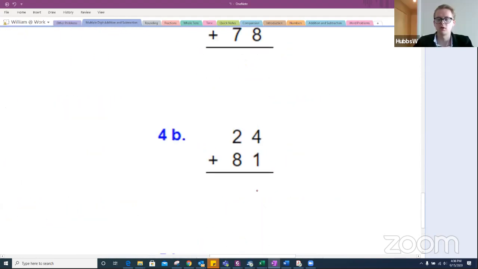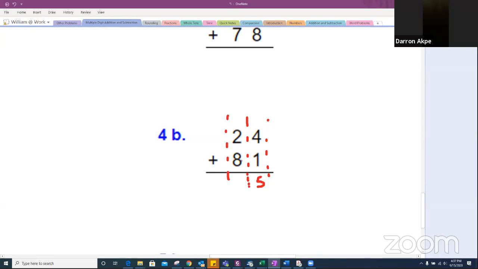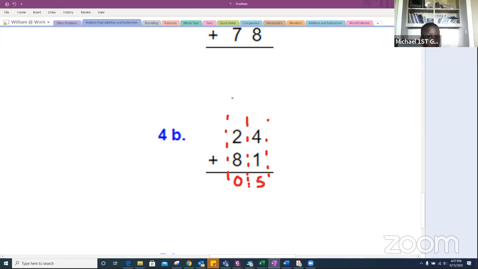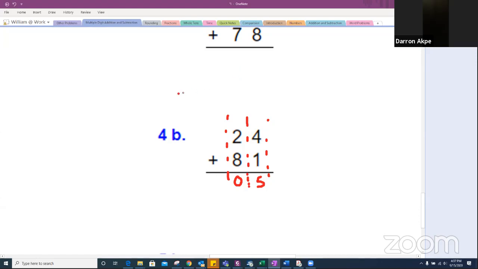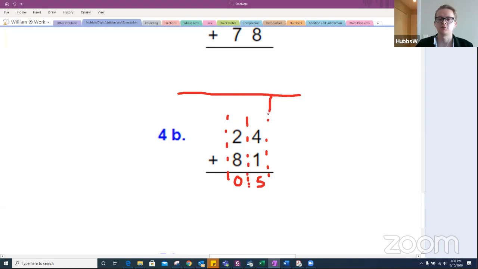Here's a good one. So what's 24 plus 81? So we'll go ahead and make it back into our columns. 4 plus 1 is 5, right? Now what's 2 plus 8? 2 plus 8 is 10. So I'm going to put a 0 here. And what am I going to do with the 1? 100. It's 105. So yeah, it is 105.